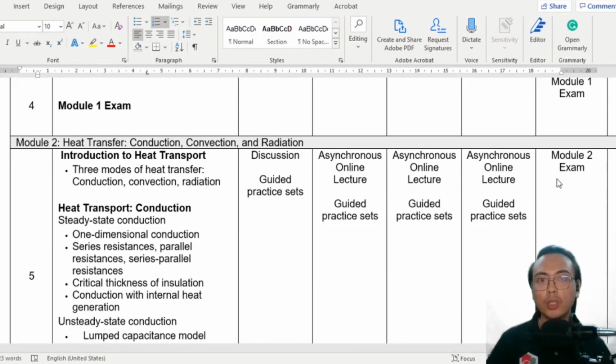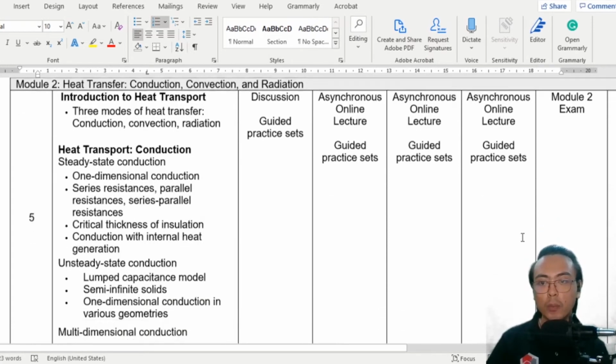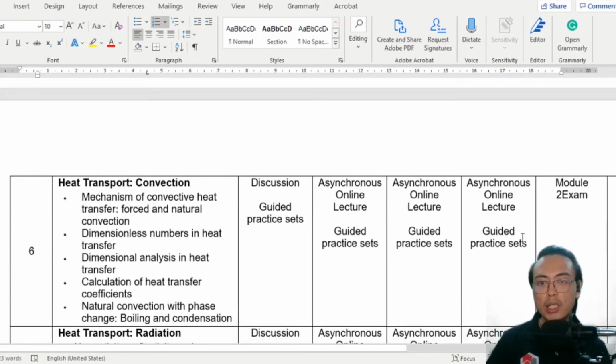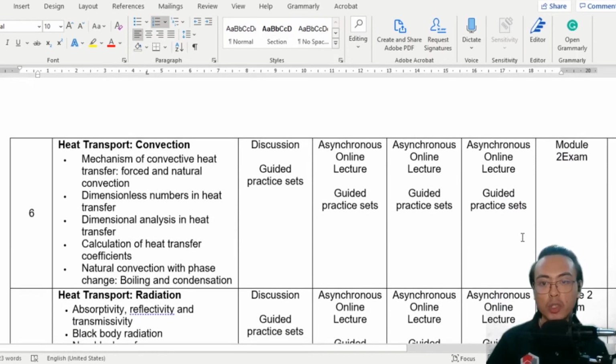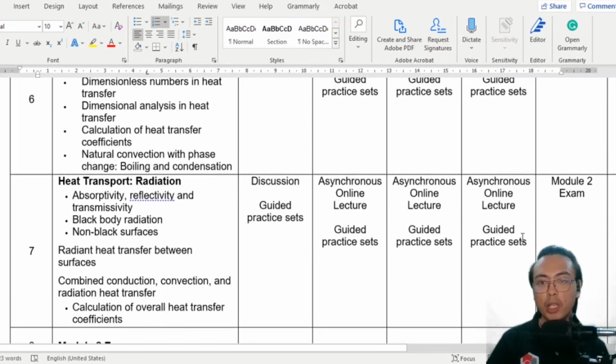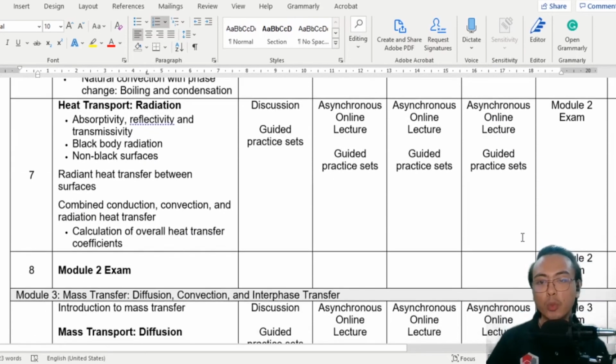For module 2, this will also run for 4 weeks. So for week 5, our topic is introduction to heat transport and conduction. For week 6, our topic is convection. And week 7, the topic is radiation. And then week 8 is allotted for the module 2 exam.